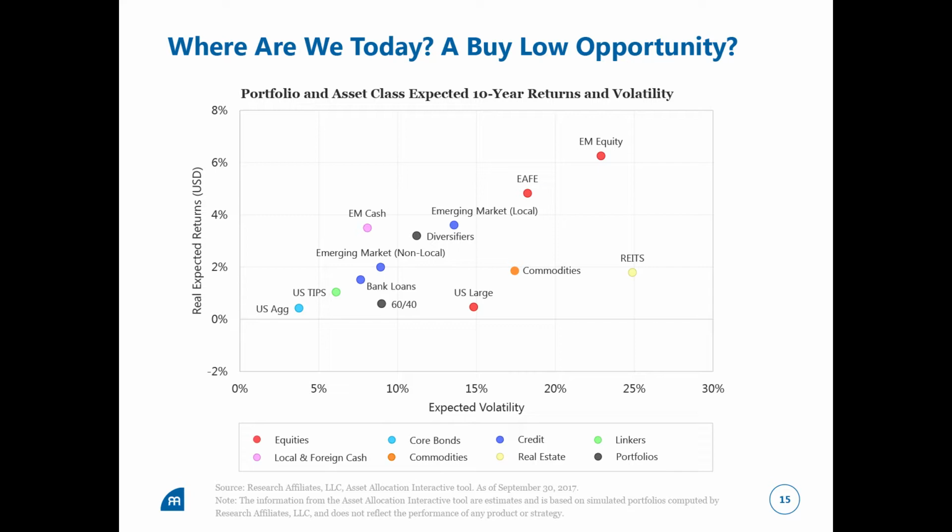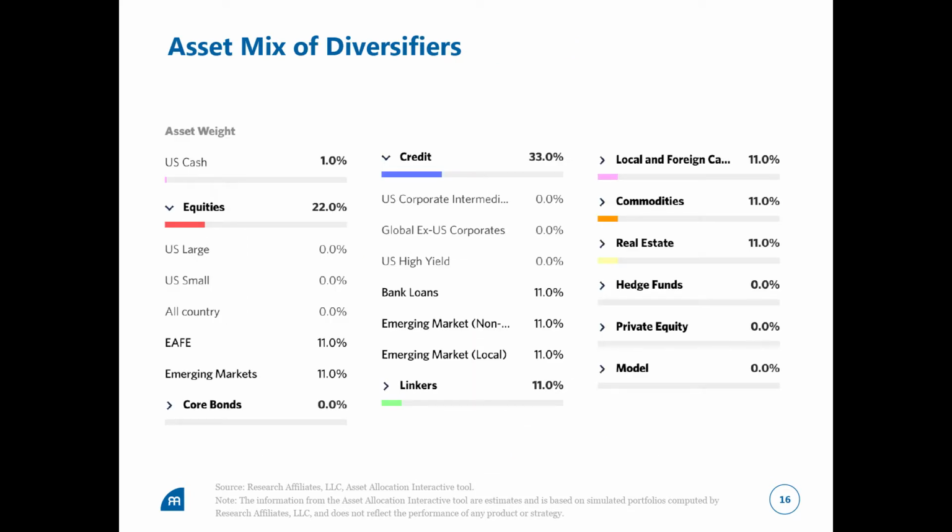Now, we are not all rational risk-return seekers. We do have behavioral biases. One way to get some sense of the discomfort that this diversifier mix has in it is to simply look at the asset mix. When we look at the asset mix of the diversifiers, only 22% is in equities. And when we break down that equity exposure, we've got 0% in U.S. large stocks, 0% in U.S. small stocks. All of our equities, what little equities we have, are in international stocks and emerging markets.